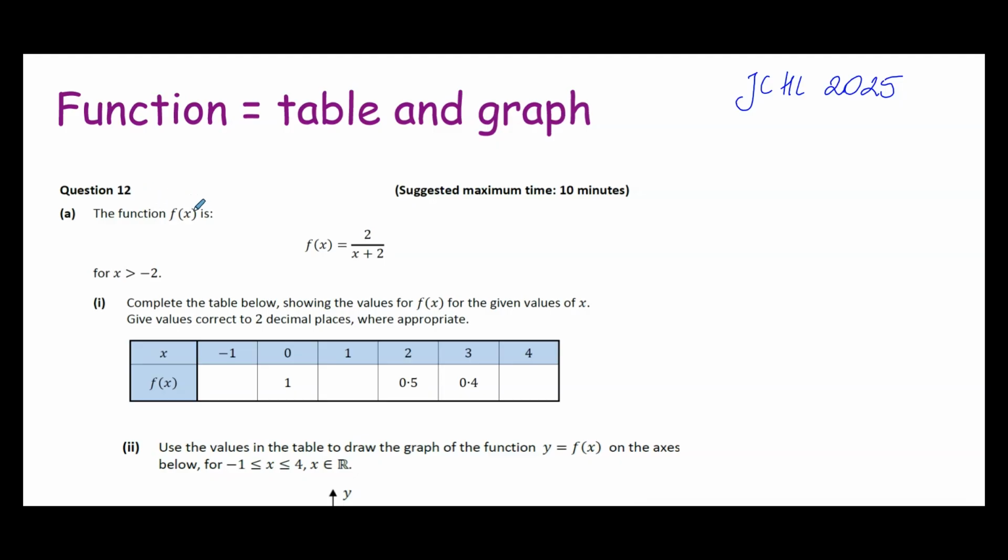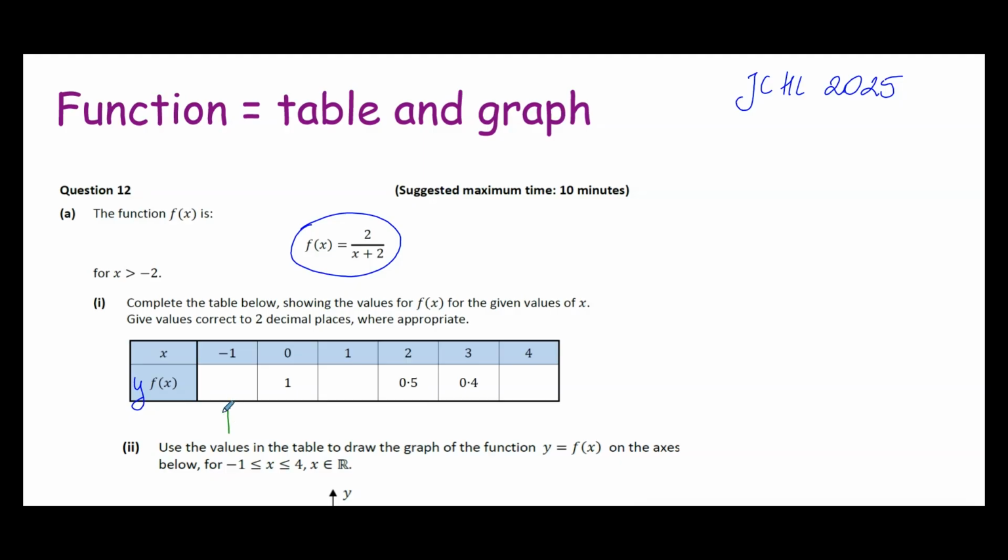So here we have function f of x, and then we have a function given to us. It looks a little bit different because it has a fraction, but don't forget, it's about x and y. We have to complete the table below showing the values of f(x) for given values of x, and we have to find the values of y. So that's your x, that's your y. The reason why we don't call every function y equals is so that we can differentiate them. And we have to give the values correct to 2 decimal places where appropriate.